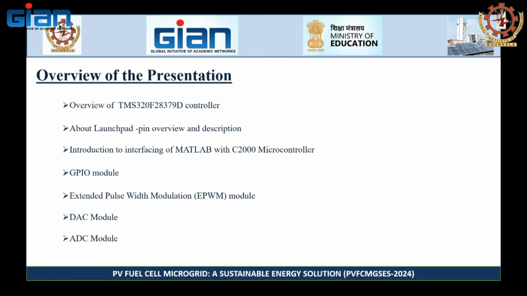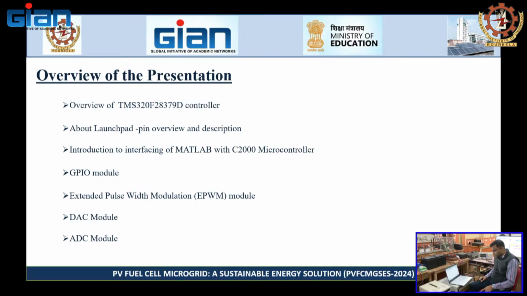There are two ways. One way is you install CCS, Code Composer Studio, in your system and do coding. There are modules available in the DSP microcontroller that you can use to generate the PWM pulses, and also you can use the ADCs for closed loop control. Another way is MATLAB interfacing, using MATLAB to program this microcontroller. GPIO module, EPWM module, DAC and ADC module we will explain in this session.